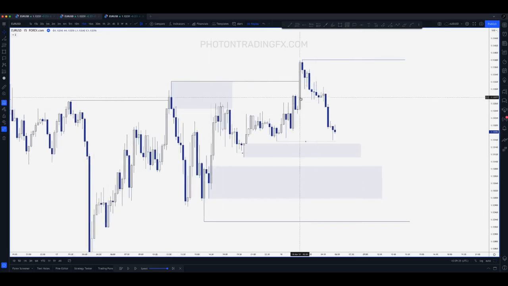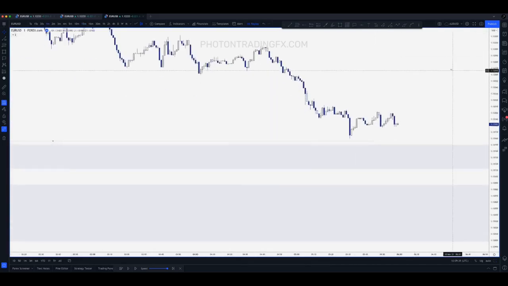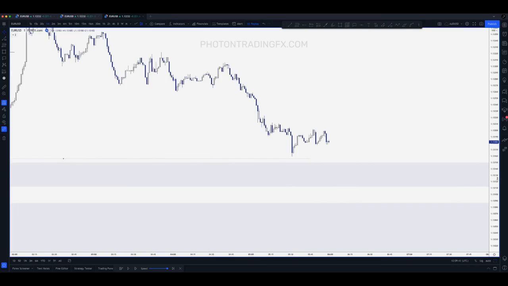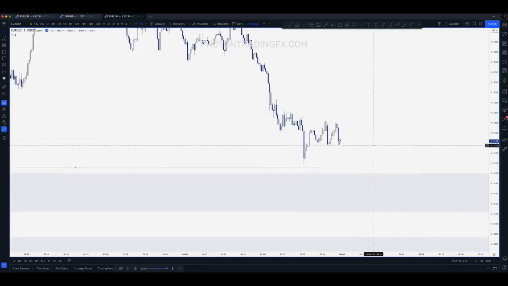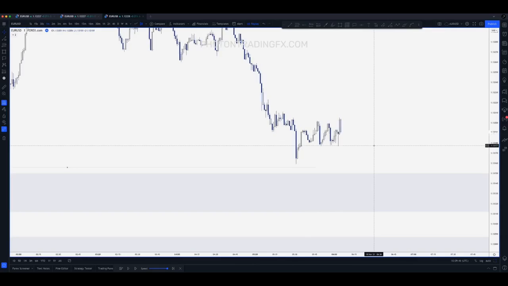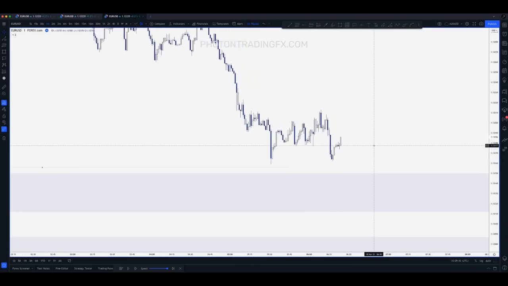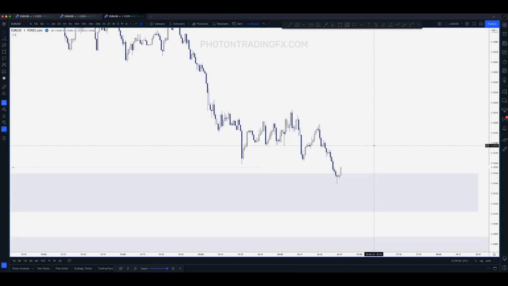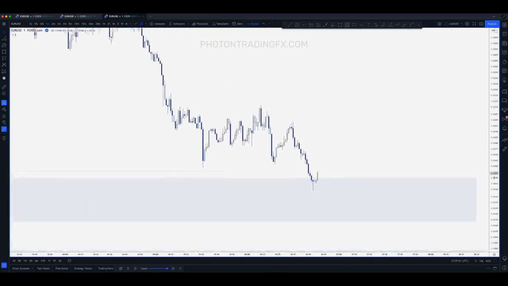So let's jump down, or yeah, let's go down to the M1. Hopefully it will load for me. There we go. Okay, so obviously this blue box, first blue box being my POI. So I'm going to play price forward until we come down into the zone and see if we get any reaction. Okay, so tapped into the zone, my alert's gone off.